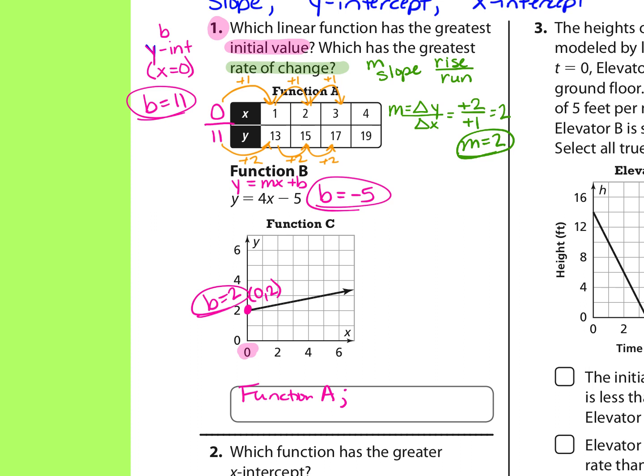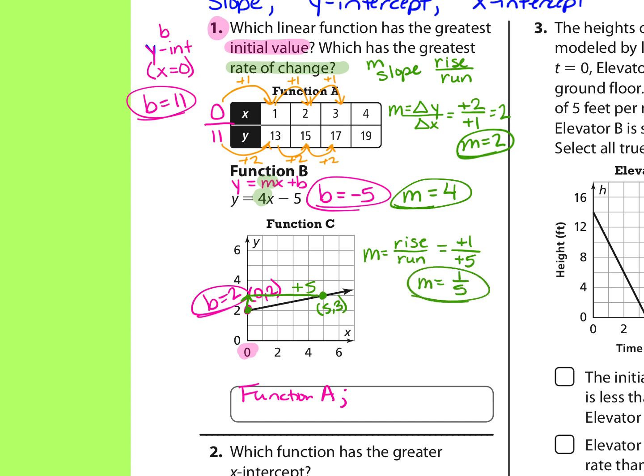If we look in this function b, the value of m is just that number in front of x, which is 4. So m is 4. And then from this graph, function c, remember that m is rise over run, or the change of y over the change of x. So if I choose this first point, 0, 2, and I choose another point that the line clearly goes through, which would be this point 5, 3, I can use rise over run to see that it goes up 1, and then it runs to the right 5 places. When it goes right, it's going more positive, so we add 5. So that slope is 1/5. And it's a positive slope, noticing that the line is going up to the right, which indicates positive. So the greatest rate of change was 4, and that one was with function b.